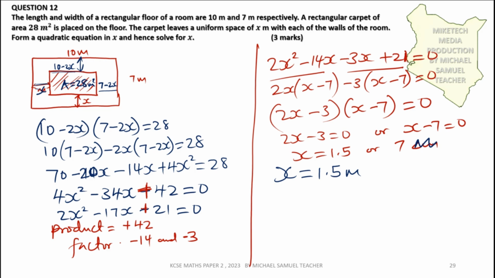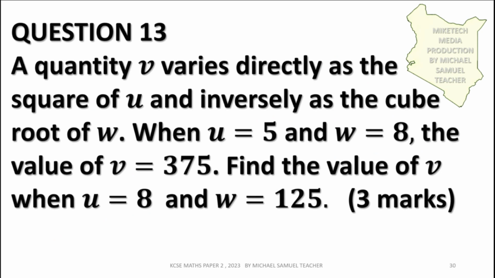Then move to question number 13. A quantity v varies directly as the square of u and inversely as the cube root of w. When u is equal to 5 and w equal to 8, the value of v is equal to 375. Find the value of v when u is equal to 8 and w is equal to 125.